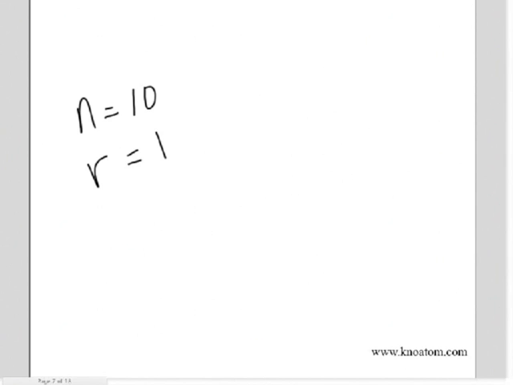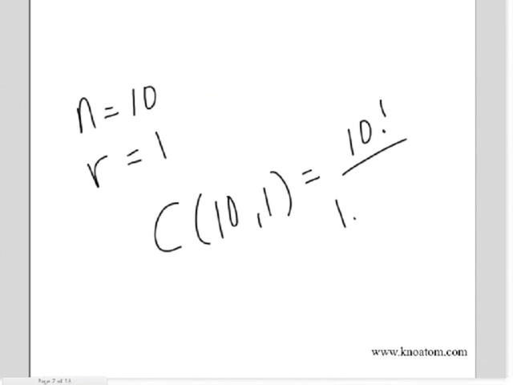We're looking for the number of combinations, the number of different whales that could be killed in a set of 10, but just one whale. So this is C of 10 comma 1, which is equal to 10 factorial over 1 factorial times 10 minus 1 factorial, which simplifies to simply 10. So that means there's 10 combinations of whales killed from a set of 10, if you were to just kill one whale out of the set.